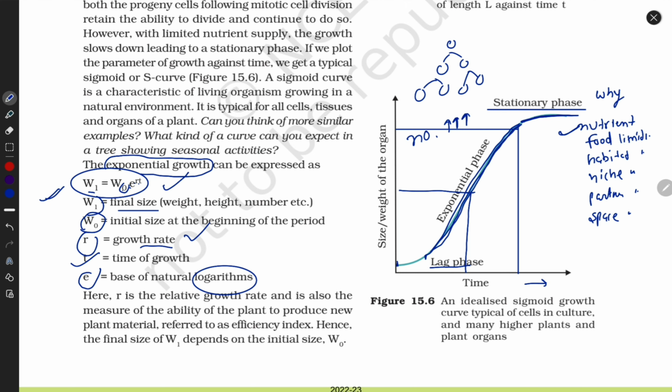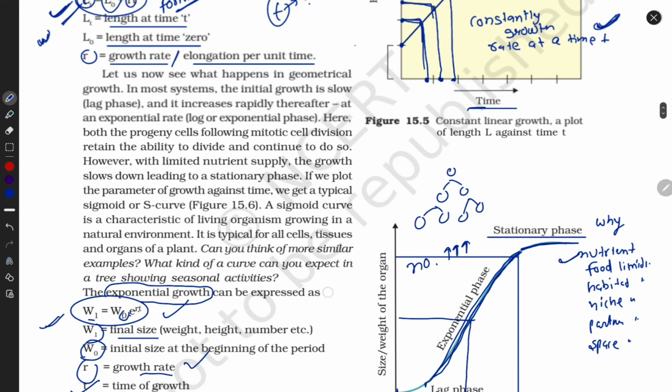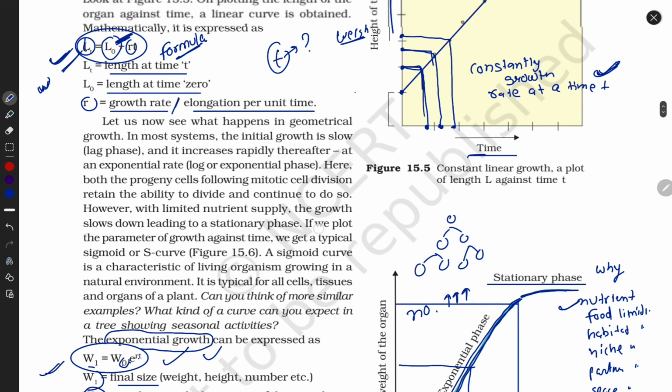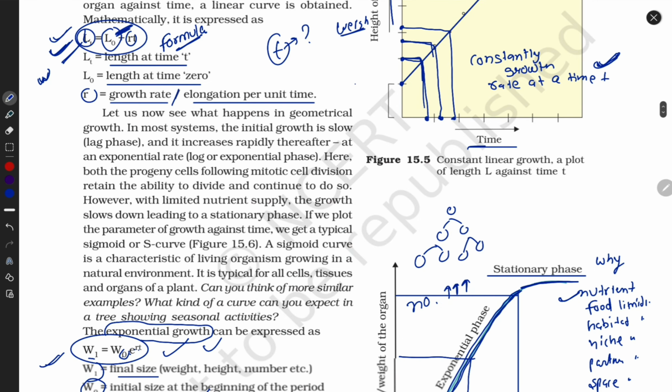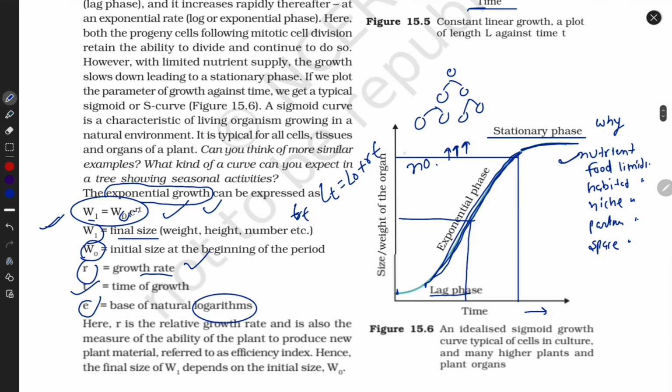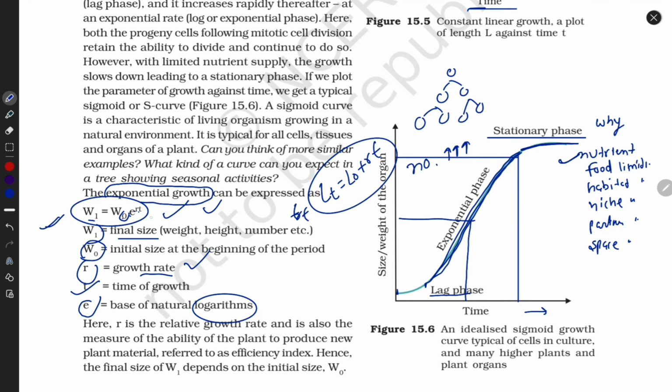There is not much difference between the exponential growth formula and the arithmetic growth formula. Look at this formula here. Too much similar guys, too much similar. Don't be confused. Okay, you have to remember these two formulas.